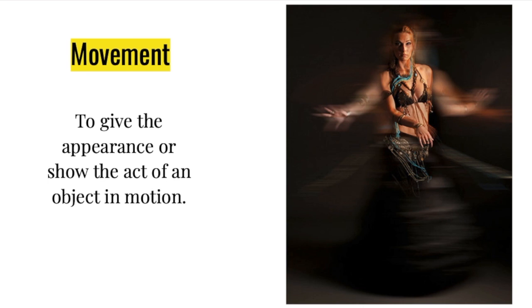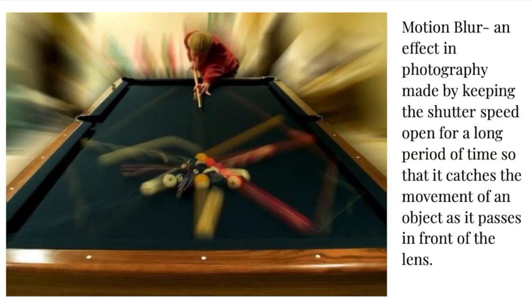In some cases, movement is to give the appearance or show the act of an object in motion. If you know how this goes, you can see that they left the camera lens open while she was dancing so that you can see a little bit of this motion blur going on. You can see the same thing with this one. They probably had this guy pose here for maybe a second while the shutter was open. Then he broke this, and you can see the actual movement of the images going all over the place. So this is an example of movement.